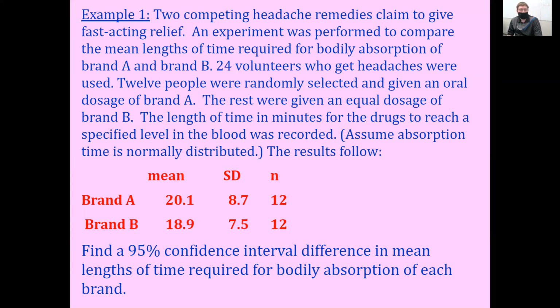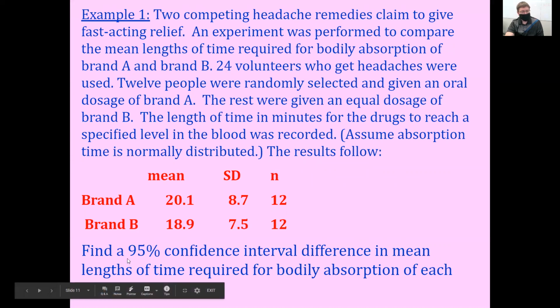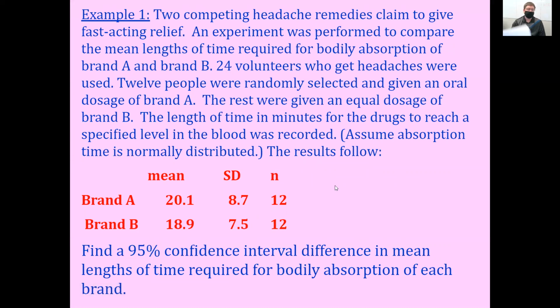Here's our important thing. Assume absorption is normally distributed. So the results are below. It's nice when it's in a list like this because then you don't have to go back and hunt for them. So there's our two averages. There's our two standard deviations. There's our two samples. So find a 95% confidence interval for the difference in mean lengths of time required.